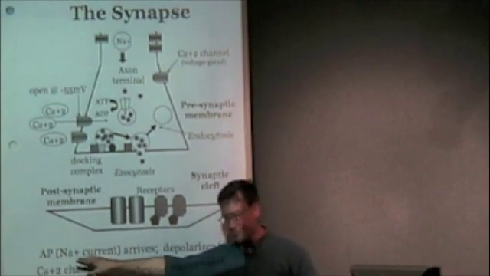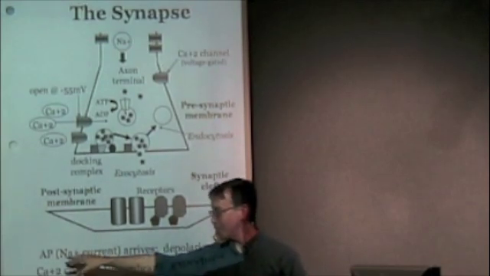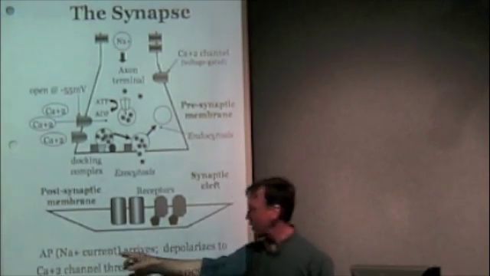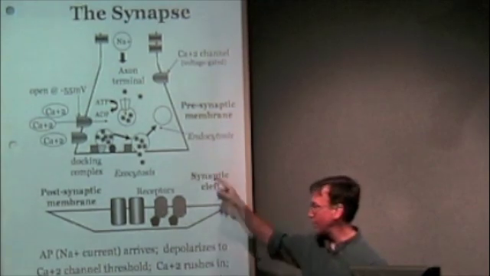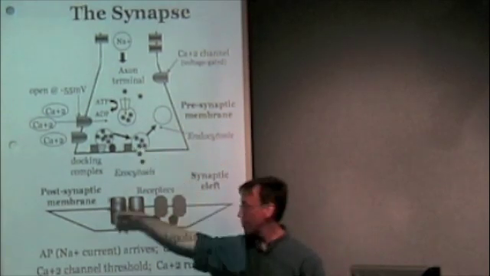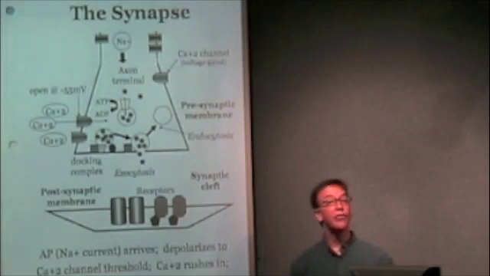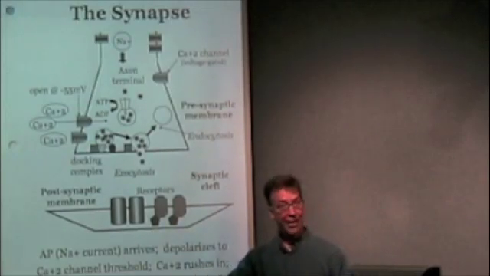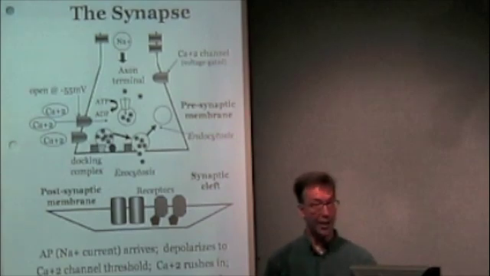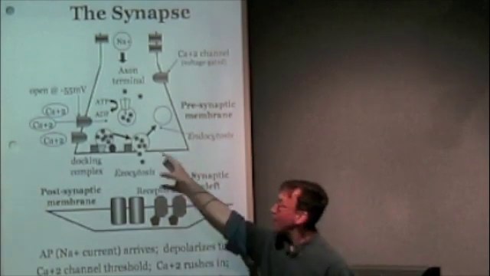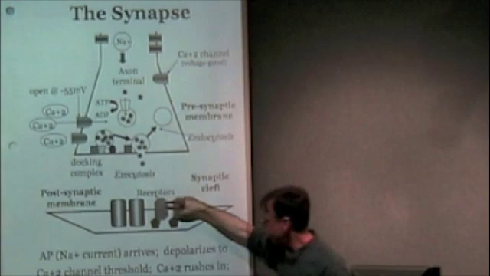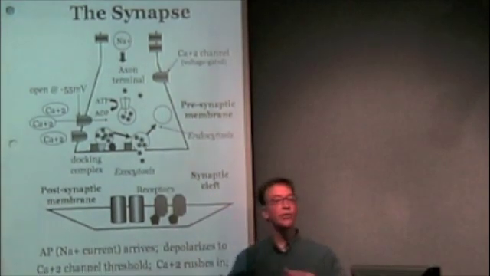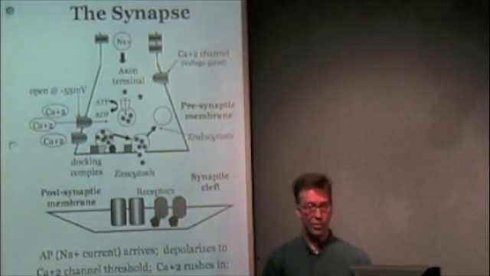So let's go over our sequence here. The action potential, the sodium current, arrives at the axon terminal. It depolarizes the terminal to the calcium channel threshold, which is about -55 millivolts. Calcium will rush in, driven by the electrical force and the concentration gradient force. The vesicles will then fuse with the membrane, and you'll have exocytosis, the release of neurotransmitter into the cleft.